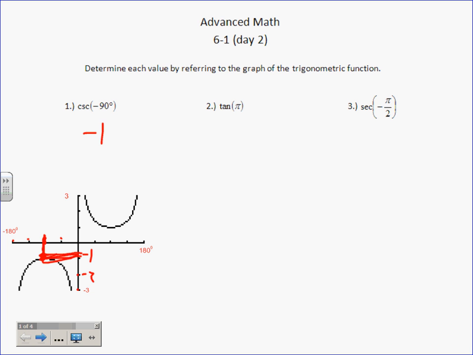Why don't you try your graph right now that you just made today for tangent at pi? Use the one you made today or the answer one that I just gave you. Either way is fine. And find the answer for that one.